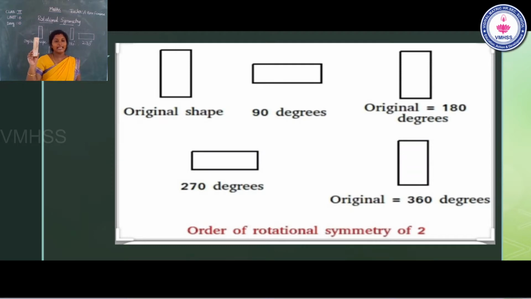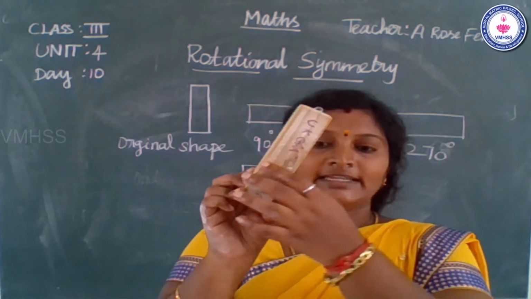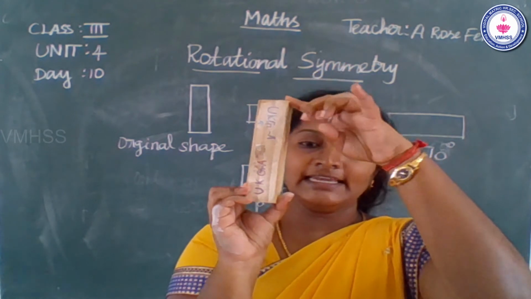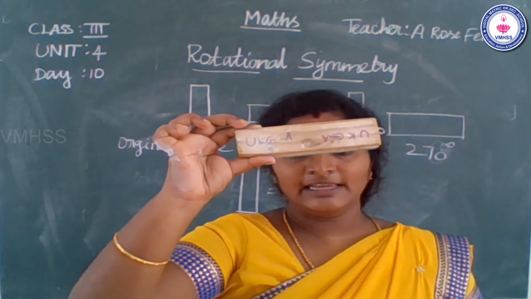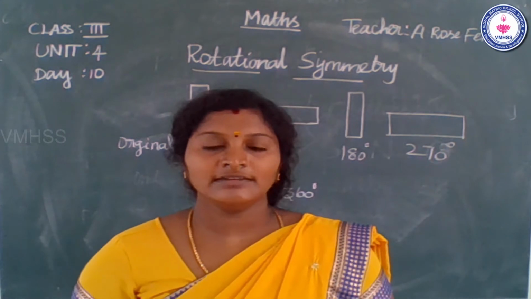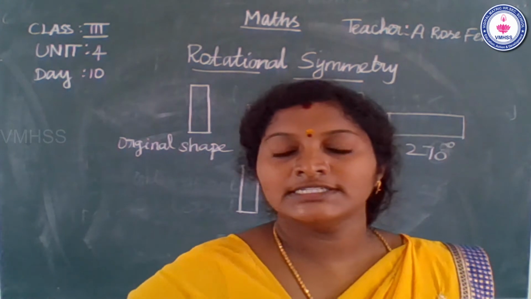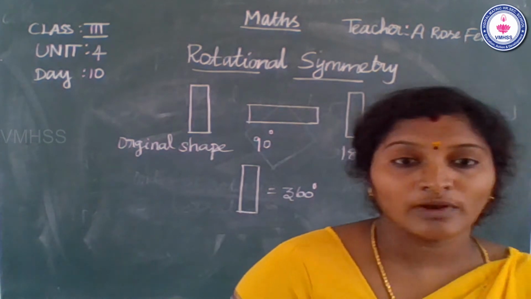For example, I have one tester. This is the original shape. This is the 90 degree, this is the 180 degree shape, this is rotated to 270 degree and this is 360 degree. Do you understand? Next one. A square has rotational symmetry. You already know the square.